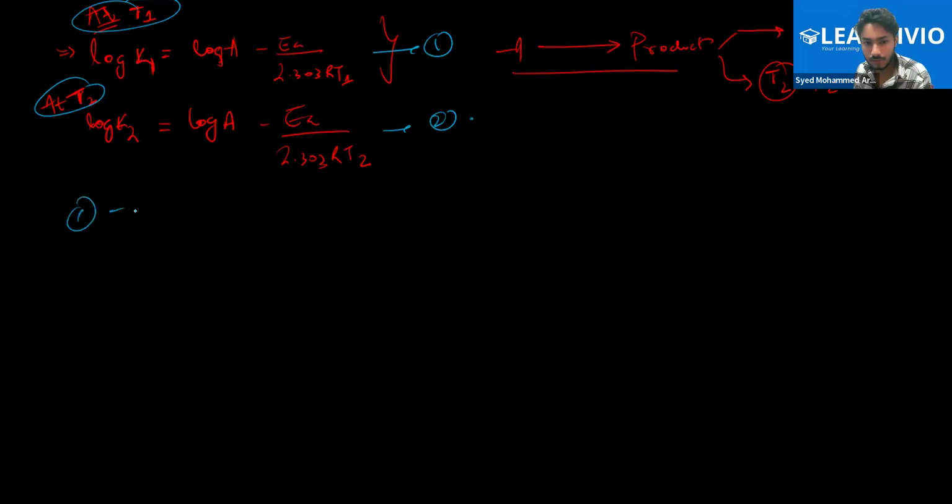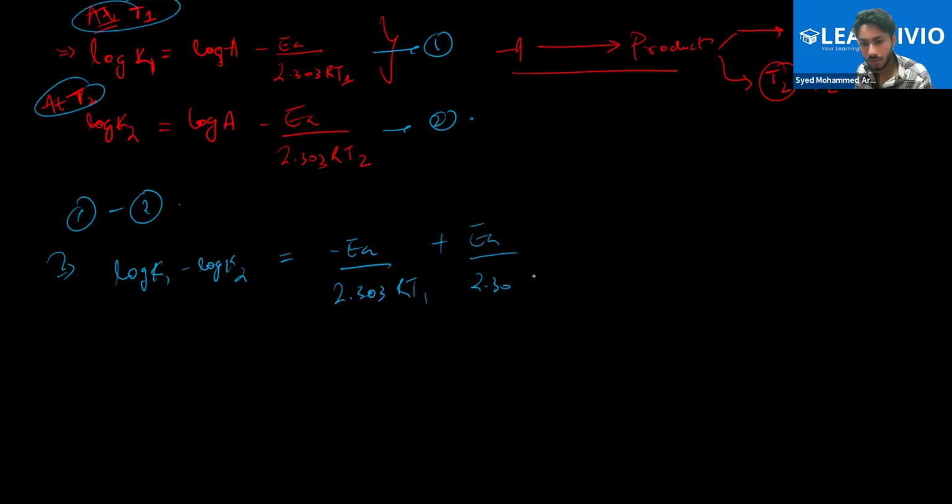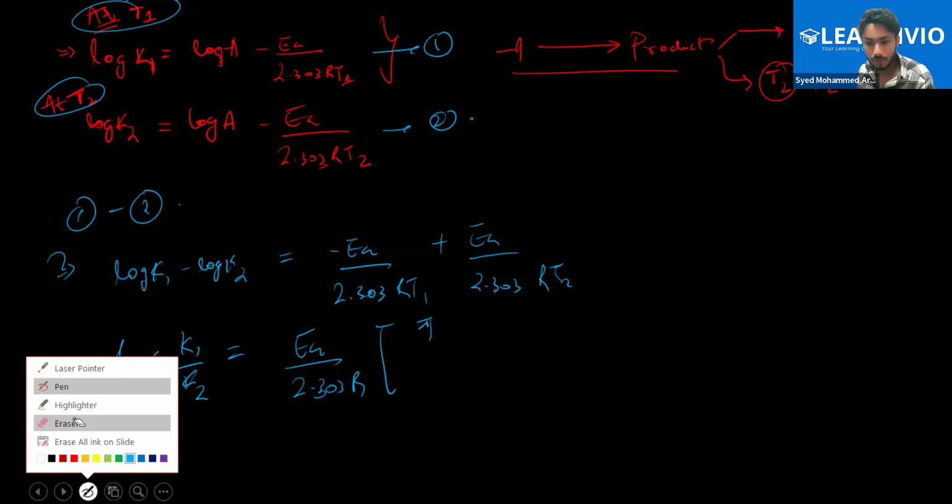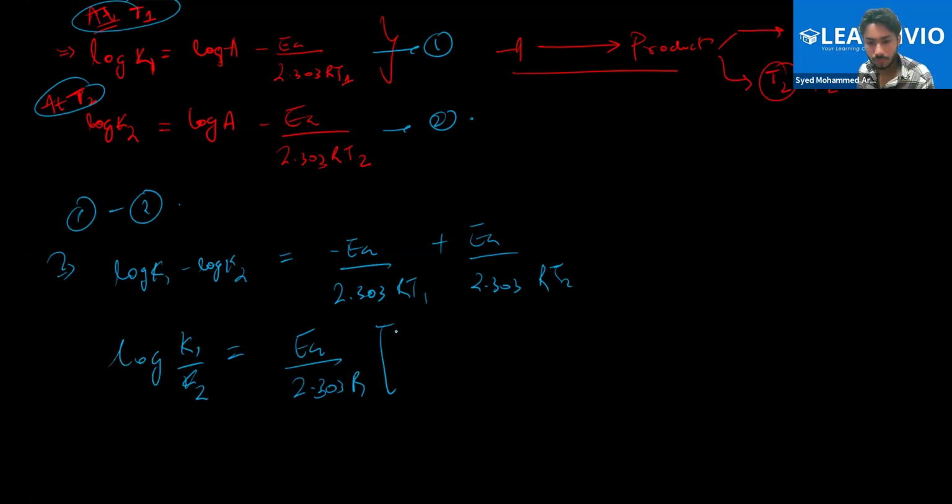Now this is the first equation, this is the second equation. I'm going to take the difference between 1 and 2. So I'll get log K1 minus log K2 equals, this log A term is cancelled out, and this would be Ea upon 2.303 RT1 minus, minus, plus Ea upon 2.303 RT2. Now I am going to take common things. So this would be Ea upon 2.303 R into 1 upon T2 minus 1 upon T1.